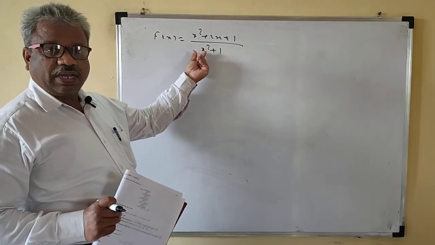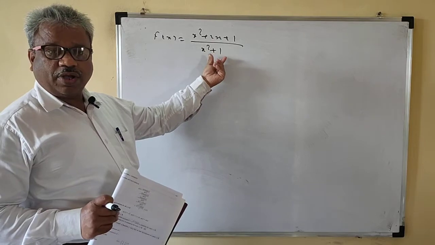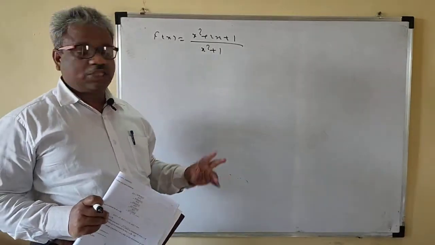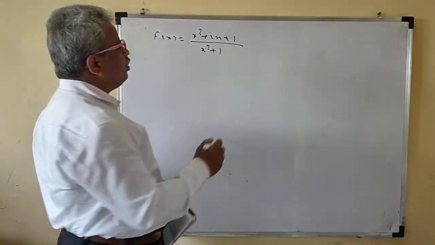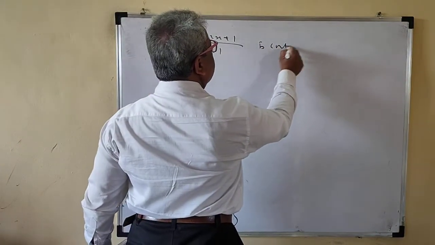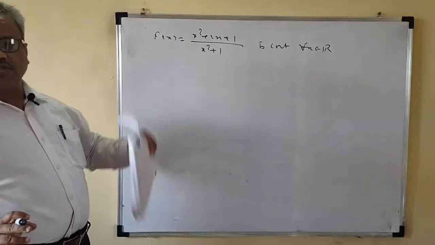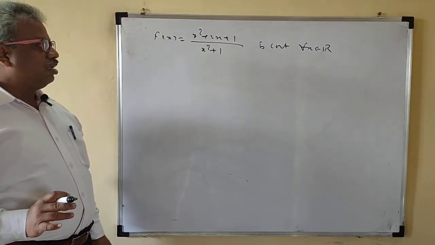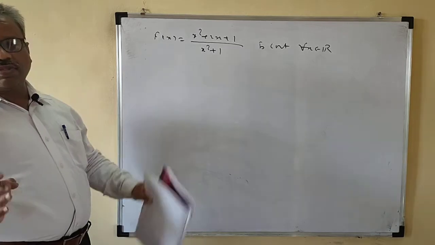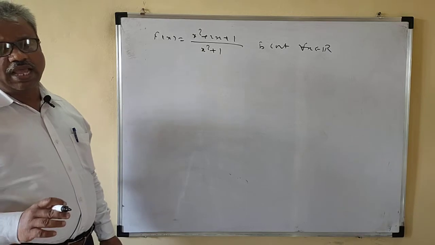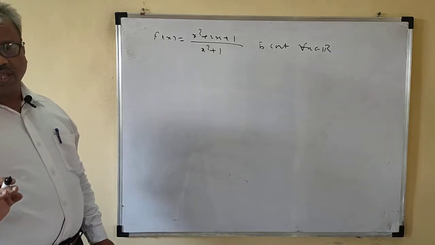So see, this is x square, it is positive, 1 is also positive, and the sum of two positive numbers is never 0. So there does not exist any x such that your denominator is 0. That means f is continuous for all x belonging to R. It is continuous everywhere because there is no x such that the denominator is 0. The denominator has no zero, so this is continuous everywhere.